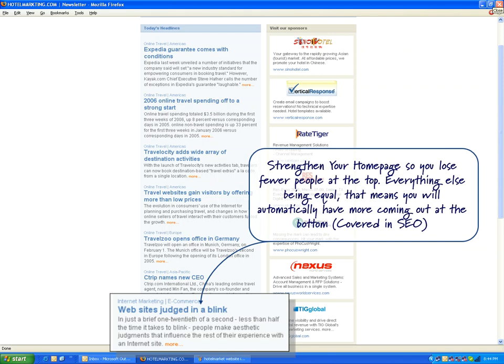Now here's a very simple little strategy. If we strengthen our homepage so we lose fewer people at the top, everything else being equal, that means you will automatically have more coming out of the bottom. Okay, so your bounce rate, you want it to be 0 if possible, but you don't want it to be too high.